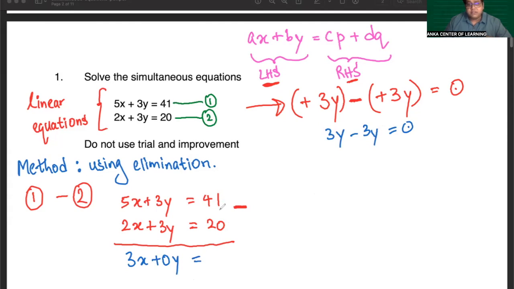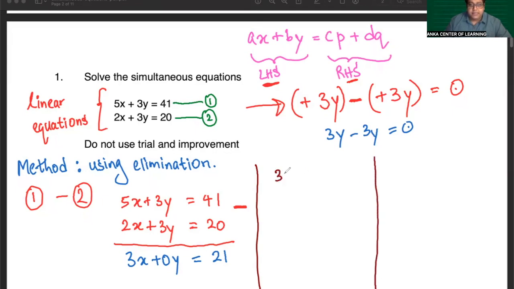Then we have 41 minus 20. 41 minus 20 would be, in this case, equal to 21. If you do not consider the 0y here, this equation simply means... I'm going to continue it in this space. Let's take some space here.